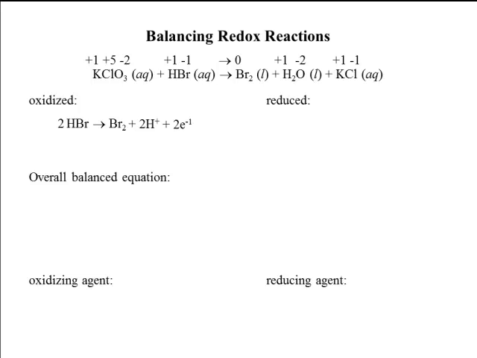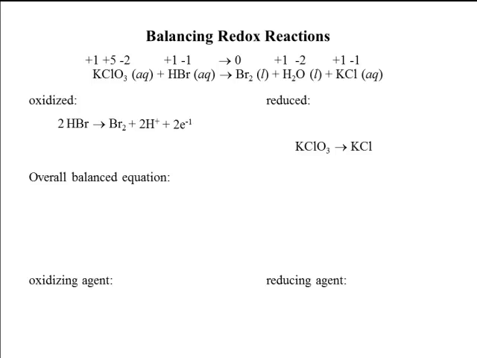Next, let's look at what's being reduced. Well, the chlorine is going from a +5 to a -1. So the chlorine is being reduced. Once again, I can't separate them out. I'm just going to leave it as KClO3 and KCl. So let's balance this half reaction.